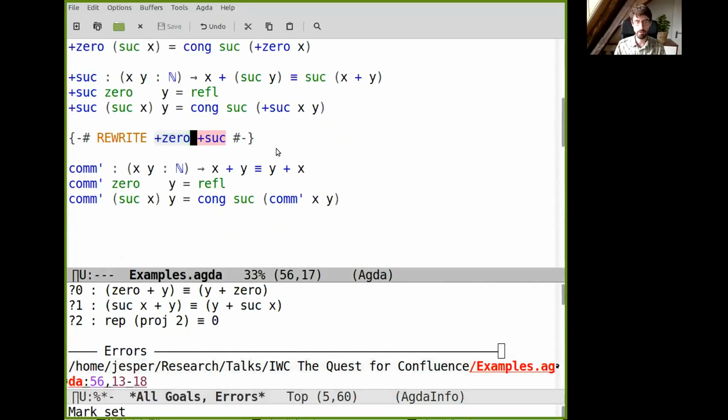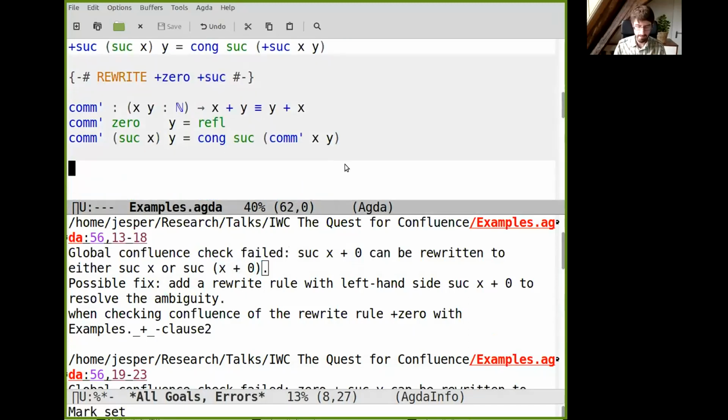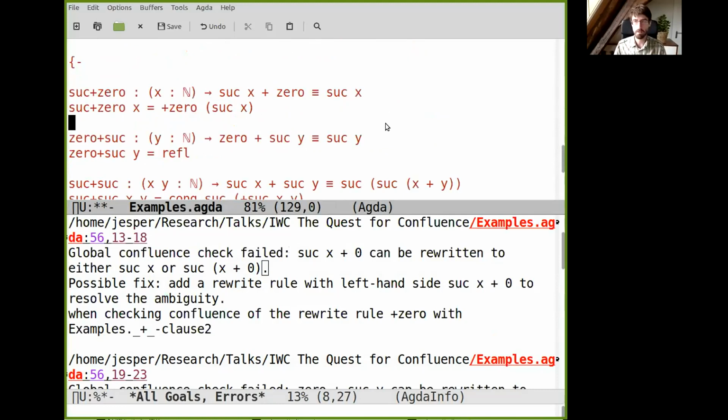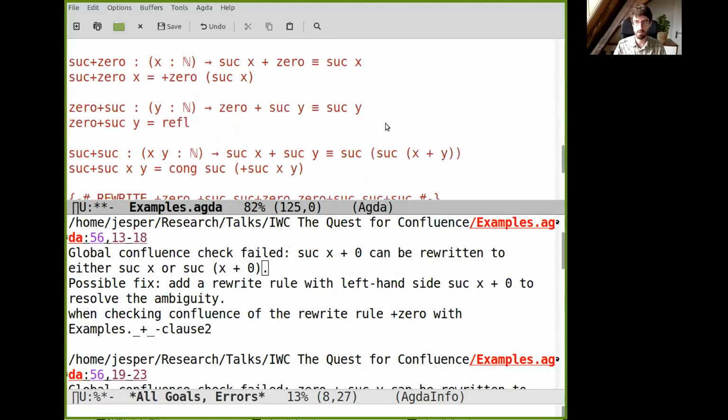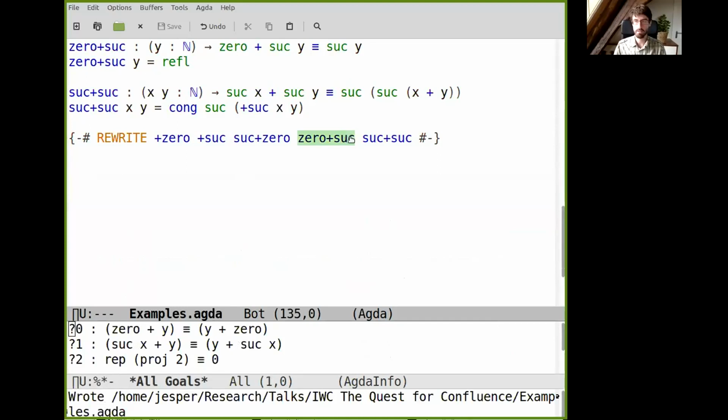Here those two rewrite rules are highlighted, and we're getting some more information in the buffer below. It says that the global confluence check failed. In particular, successor x plus 0 can be rewritten to either successor x or successor of x plus 0. That means we have to add some extra rewrite rules with some of these left-hand sides. I've done that at the bottom of the file. It turns out we need to add 3 extra rules to resolve the ambiguities: one for successor x plus 0, one for 0 plus successor x, and one for adding 2 successors. If we add all of those rewrite rules, then the confluence check is happy again.